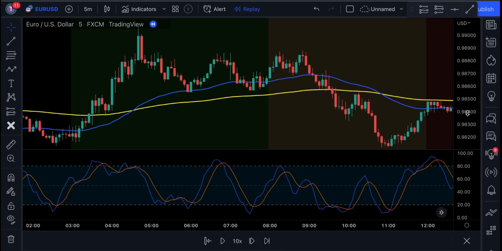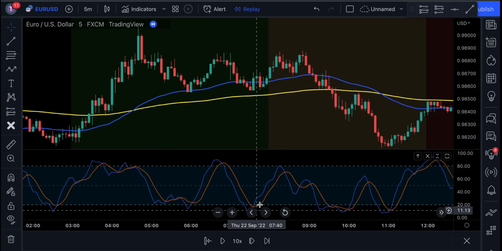By the way, you're going to be taking trades only during London and New York sessions. Here we see another example for a long signal. We see the price action just pulled back into the 150 EMA. It did not break below the recent swing low. The stochastic got oversold and it gave us a bullish cross.